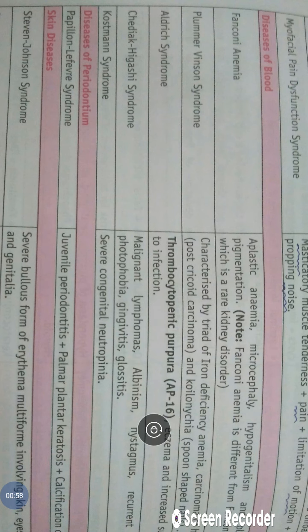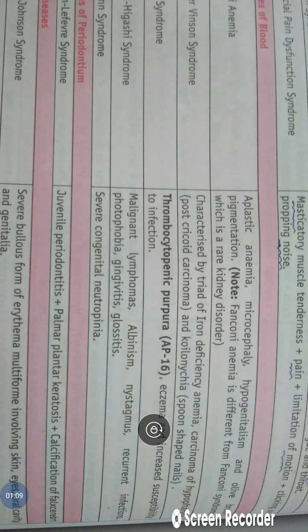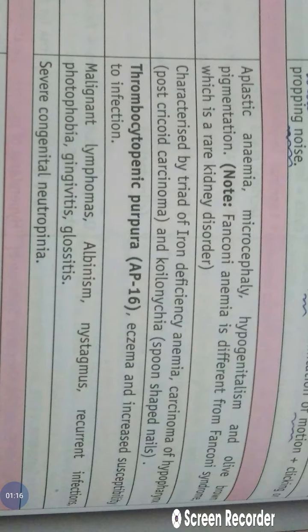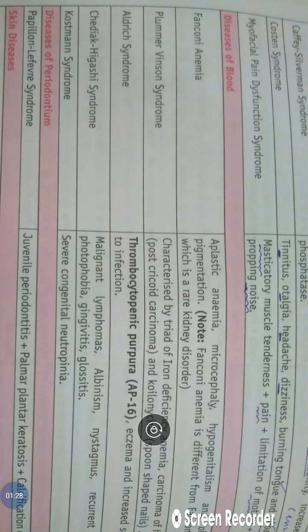So let's get started. First of all, we have Fanconi anemia. Fanconi anemia is not a syndrome. Let me tell you one thing, Fanconi anemia and Fanconi syndrome are two different things. Fanconi anemia is different from Fanconi syndrome, which is a rare kidney disorder, so it's not related to blood. So if we are talking about blood, then we will be discussing Fanconi anemia.